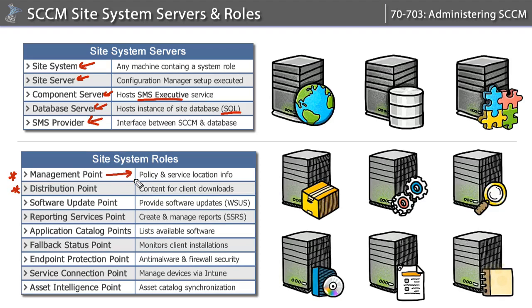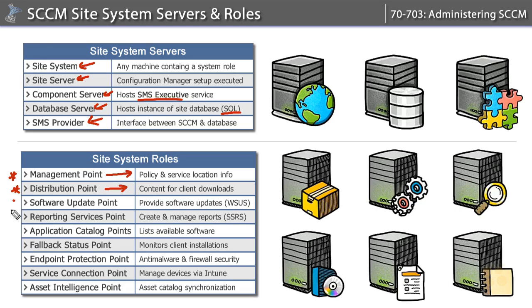Management points provide clients with policy and service location information, and our clients also use management points to upload their configuration information to the site database. Distribution points are used to store and deliver content to client devices, and that content can be anything from application packages to operating system images. So these are the two site system roles that you'll want at a bare minimum to support the core features of SCCM. And you may want more than one of these in your environment to spread the load across your hierarchy. And that's all going to depend on the size of your network and the shape of your hierarchy. More on that down the road.